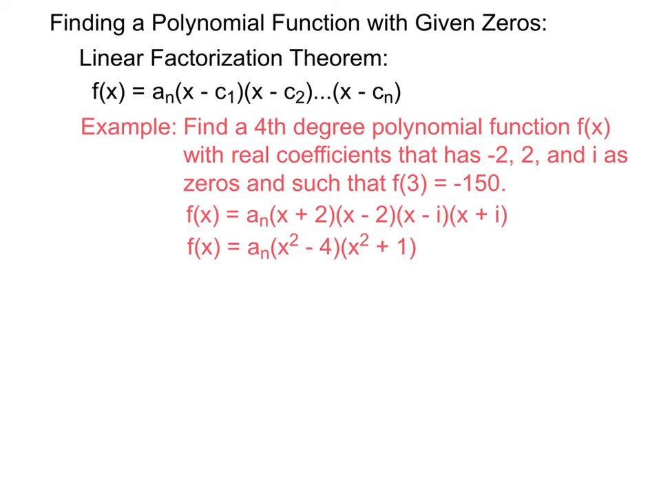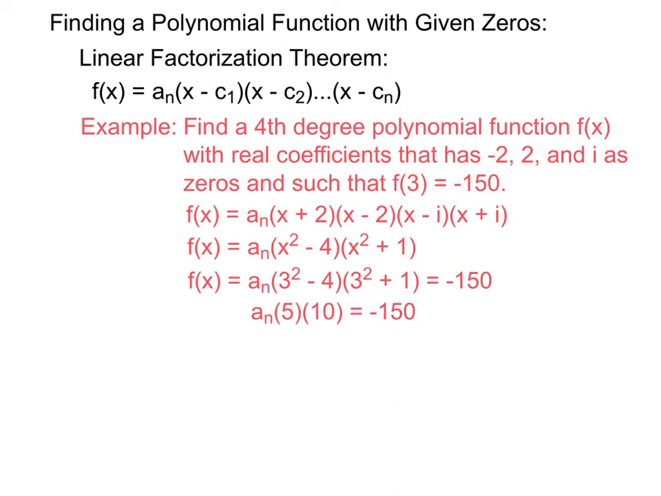And here is where that additional bit of information which said f of 3 is equal to minus 150 comes in handy. I simply plug in 3 for x and let it equal minus 150 and solve to see what a sub n is equal to. So if we plug in x equals 3 in our polynomial and then solve for a sub n, we get a sub n equals minus 3. Now we can go back into our polynomial, plug in a sub n, and get the answer that we were originally looking for.